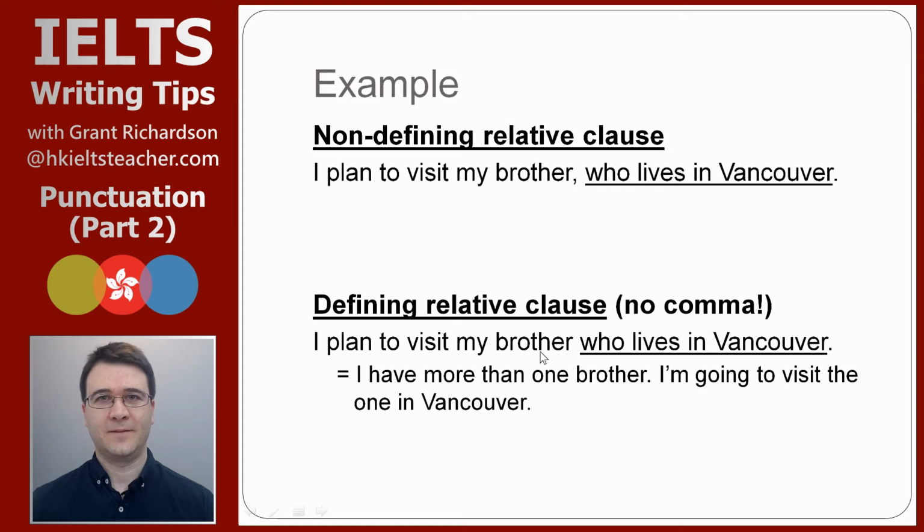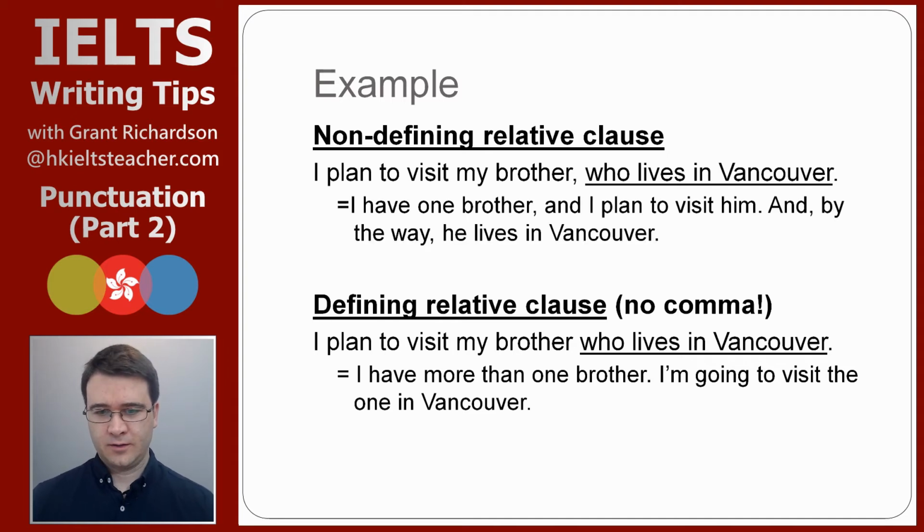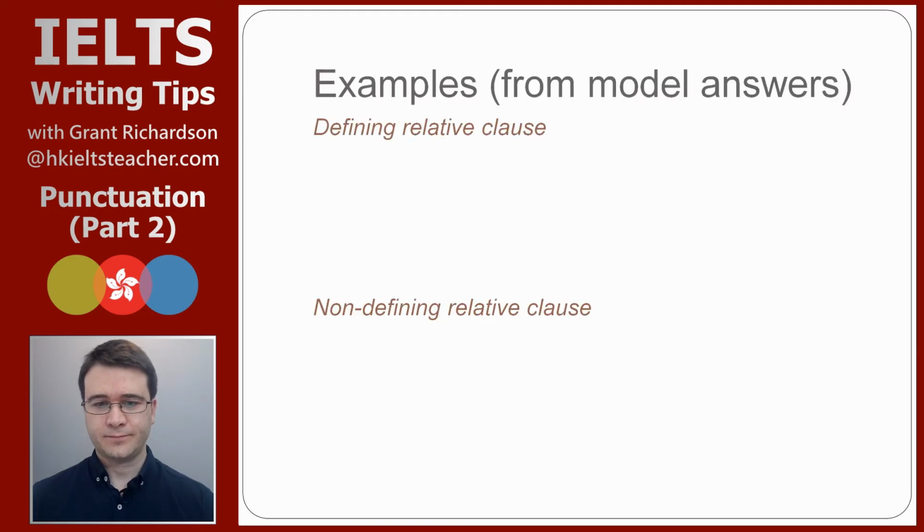I'm talking about. Therefore, that implies I have more than one brother, and I'm going to visit the one in Vancouver. In contrast, the non-defining relative clause does not tell you which brother I'm talking about. It just gives extra information. Therefore, it implies that I have only one brother, and I plan to visit him. And by the way, he lives in Vancouver.